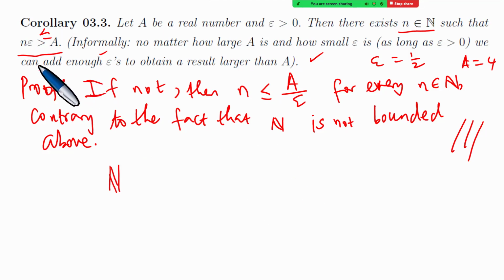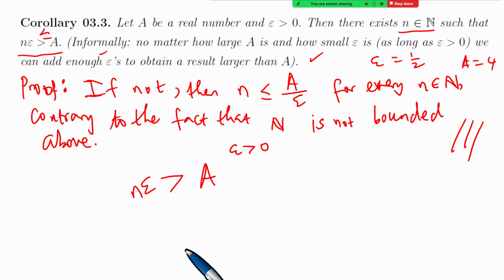And hence, indeed, it is true that given any real number a and epsilons that are positive yet very small, we can add enough of them so that the sum is bigger than some real number a in the set of real numbers. So something to ponder on, but a very nice little result there. We move on to the next question.